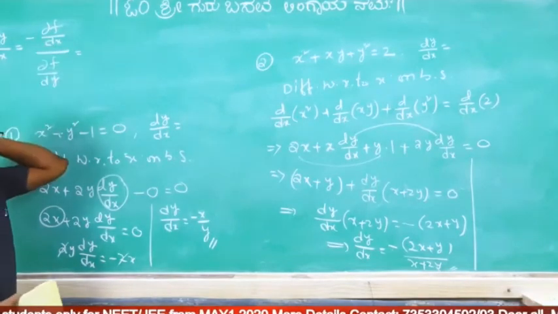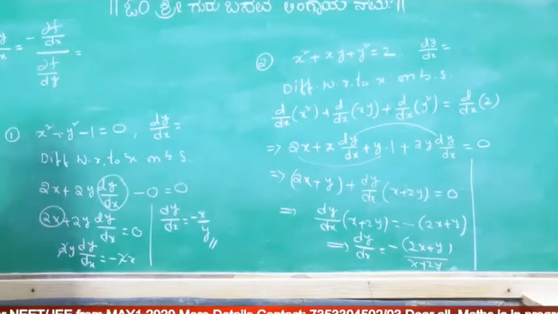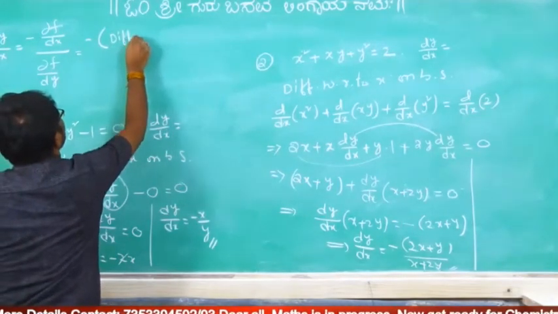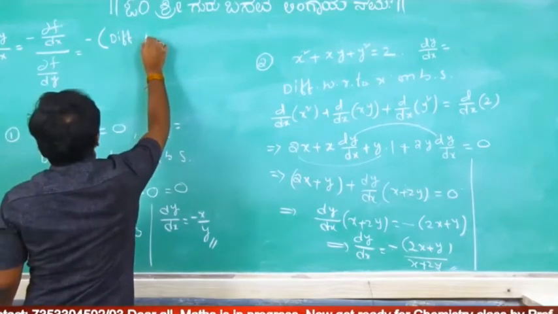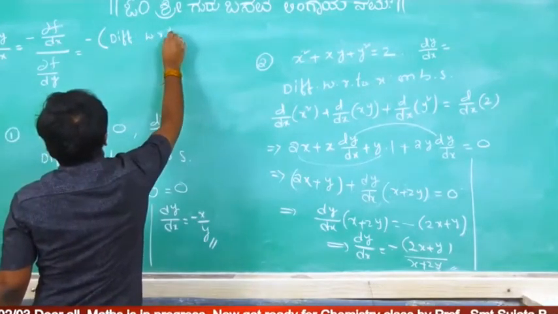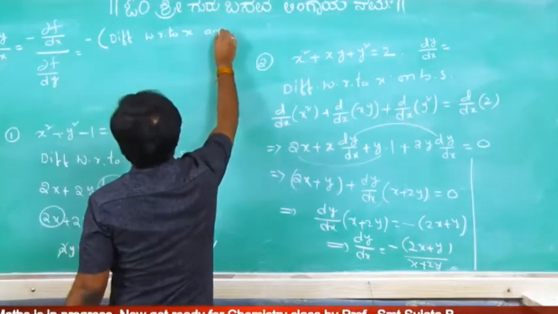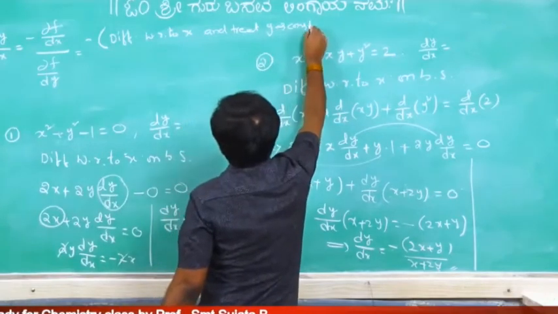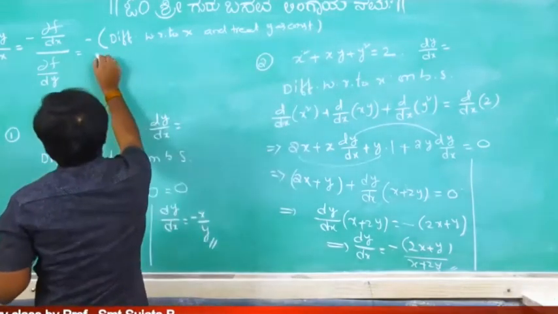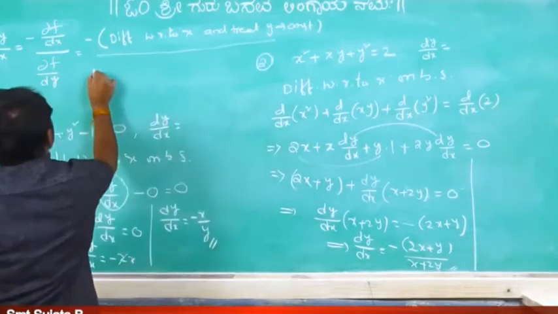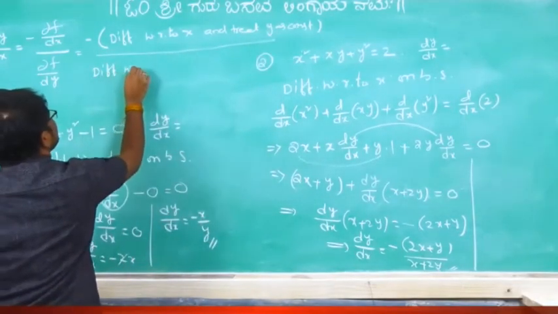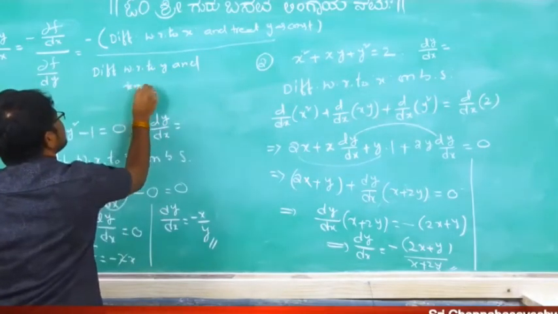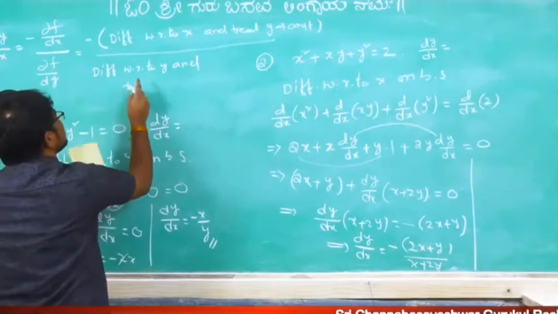Minus dou f by dou x divided by dou f by dou y. How to do the differentiation for that? Minus of differentiation with respect to x, and treat y as constant, whole divided by differentiation with respect to y, and treat x as constant.